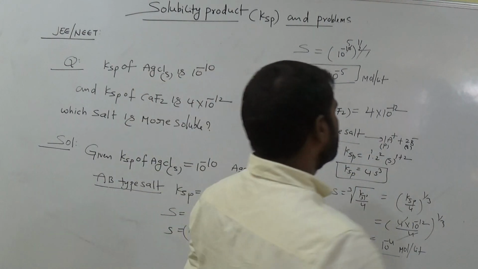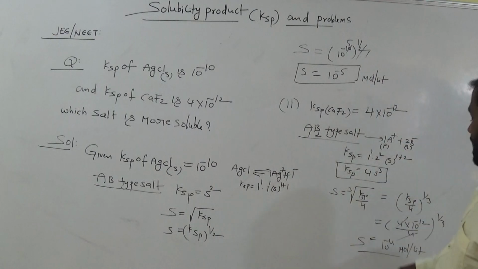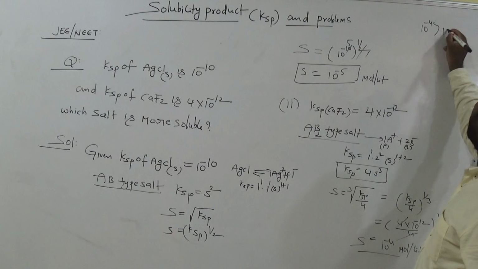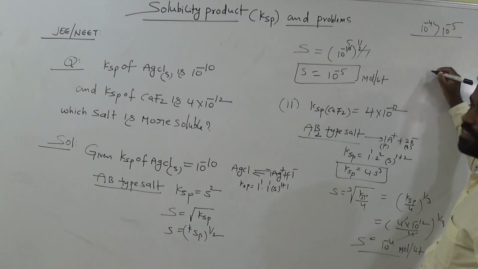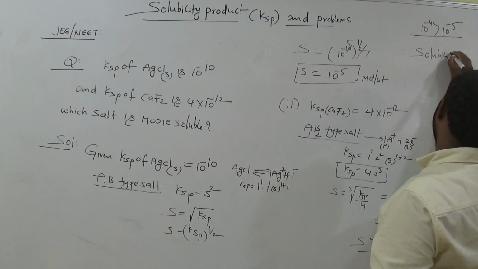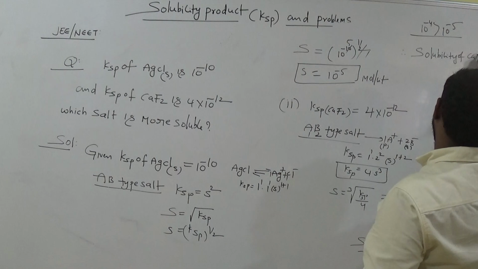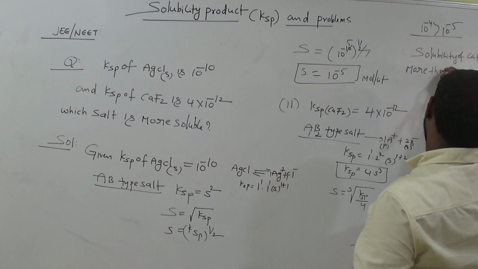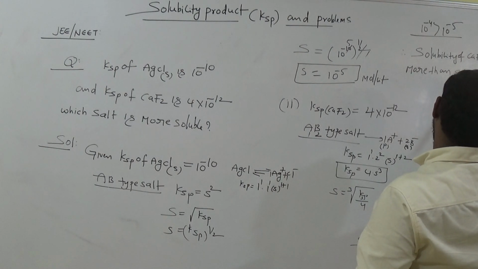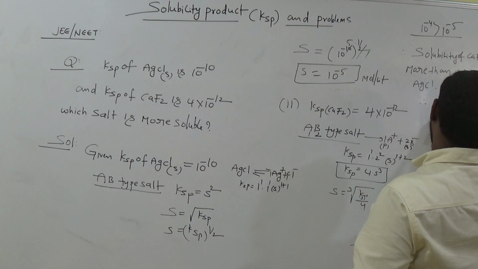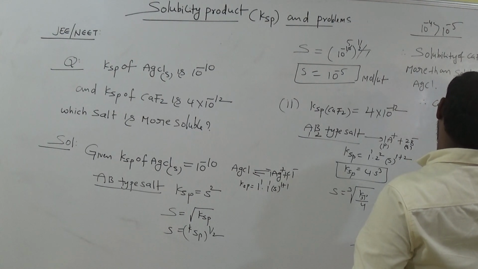Now compare both solubilities of AgCl and CaF2. So which one is right? 10 power minus 4 is greater than 10 power minus 5, am I right? So therefore the solubility of CaF2 is more than the solubility of AgCl. Therefore CaF2 is more soluble.